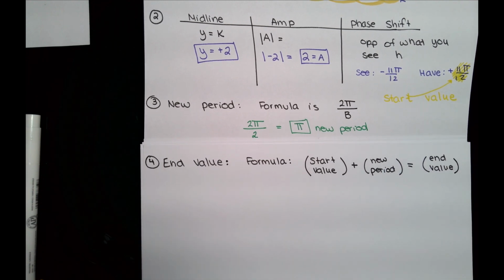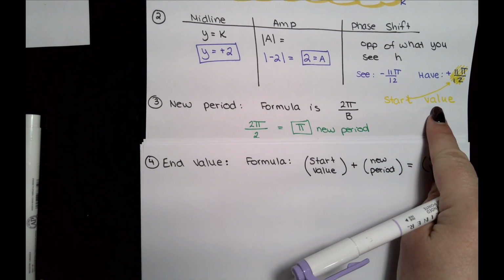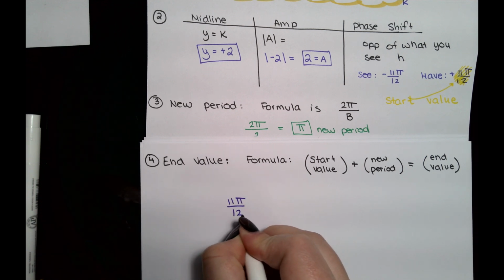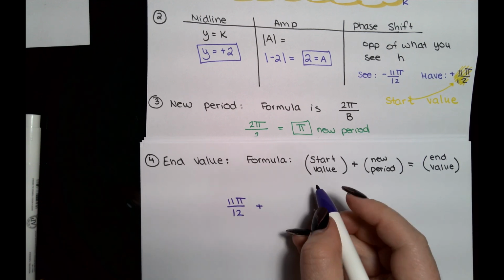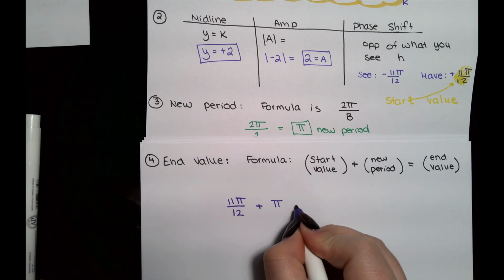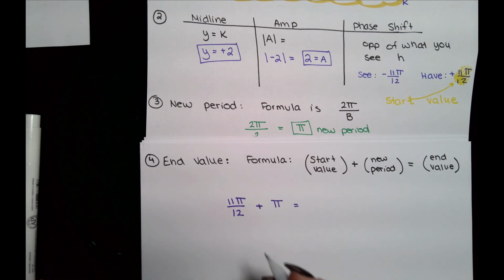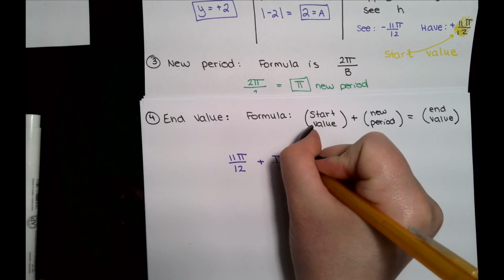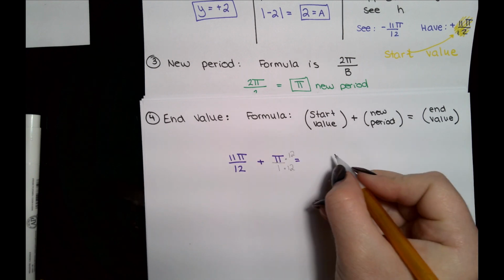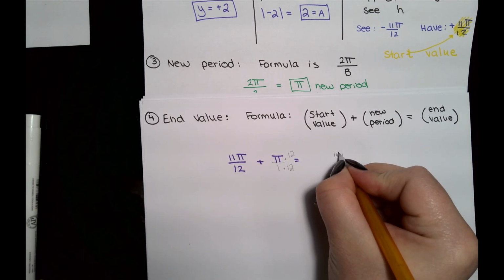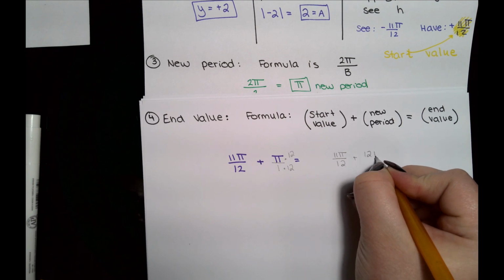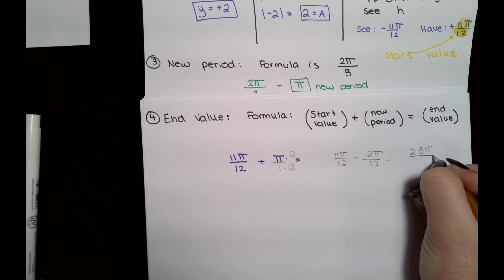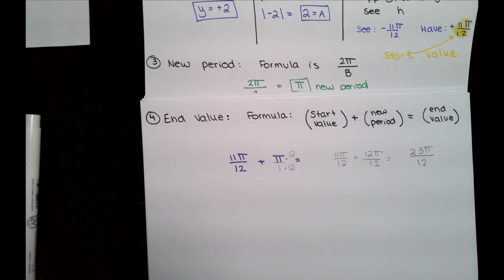So for us, our start value was, I'm taking a look here, start value 11 pi 12ths. I'm going to add to that our new period of pi. And now you notice that I have to create common denominators, which is common. You most of the time need to do this. So I'm going to multiply 12 and 12. So we have 11 pi 12ths plus 12 pi 12ths. So we have 23 pi 12ths as our end value.